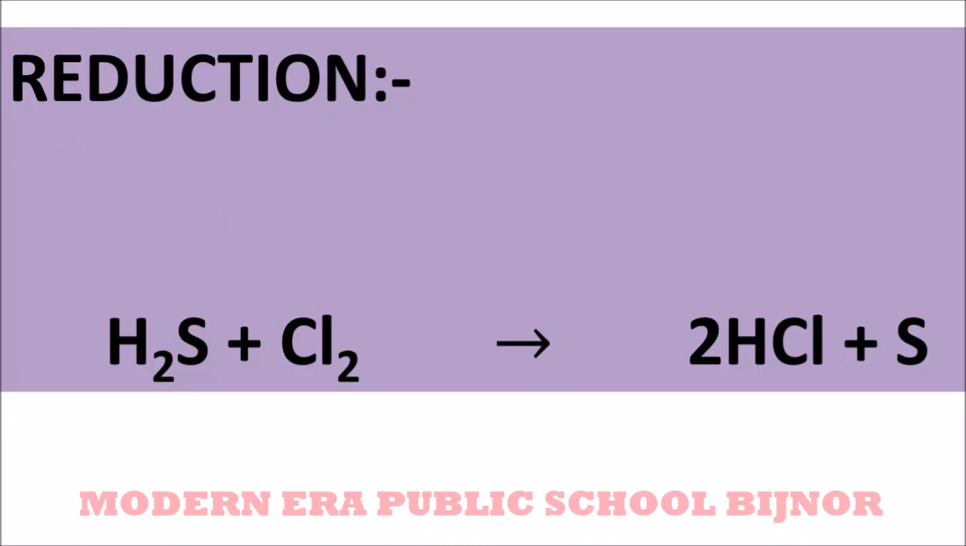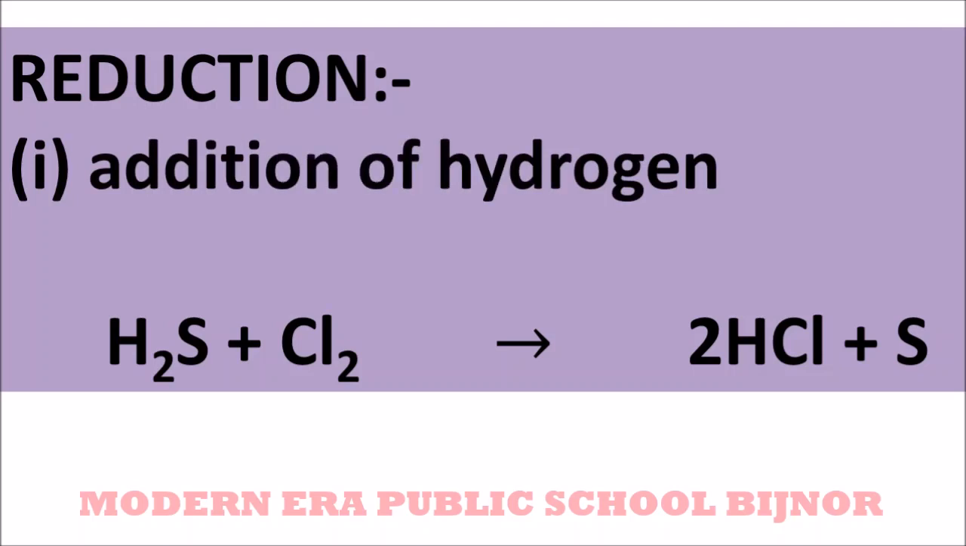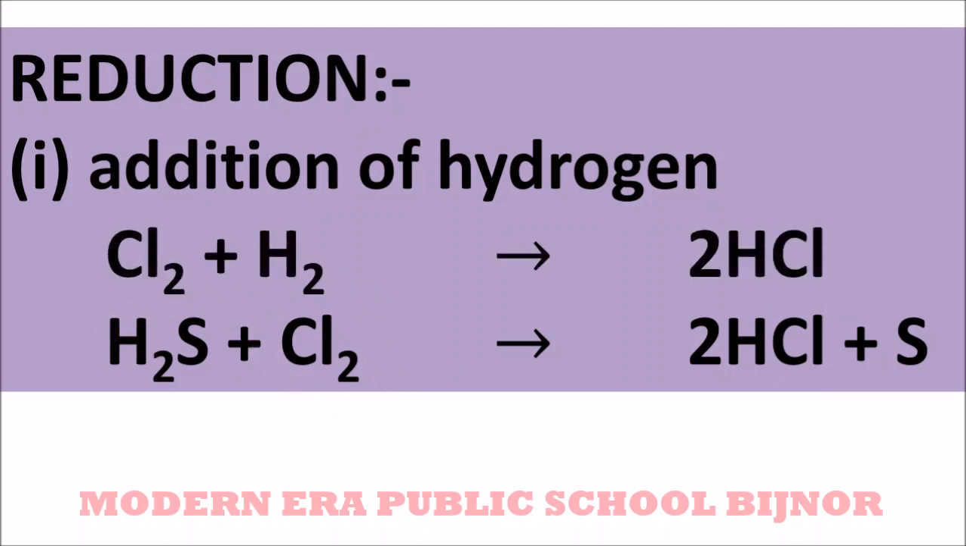Student, next is the phenomenon known as reduction. Reduction is when a substance adds hydrogen, meaning any substance gaining the hydrogen element comes into reduction. For example, hydrogen sulfide reacts with chlorine gas, which gains hydrogen, and they become hydrogen chloride and sulfur. So chlorine is said to be reduced because it is gaining the hydrogen element.